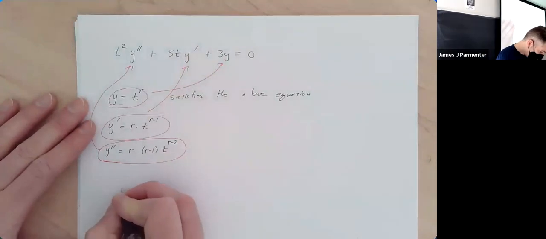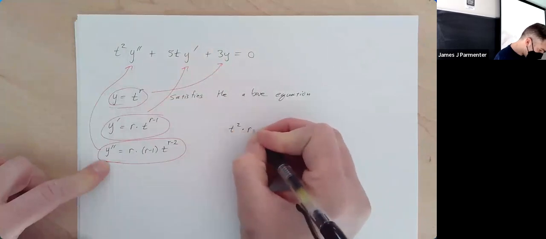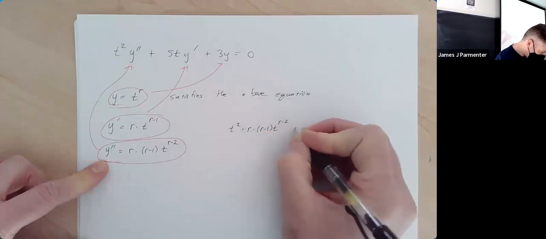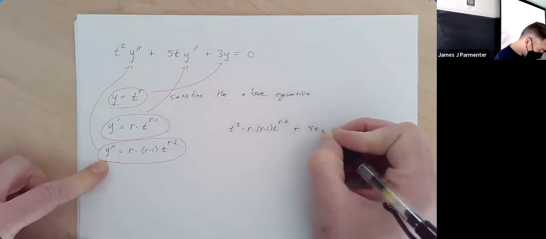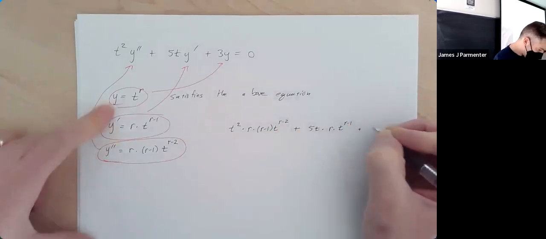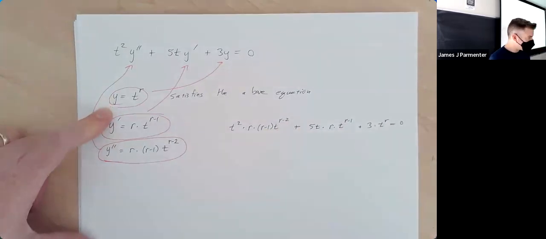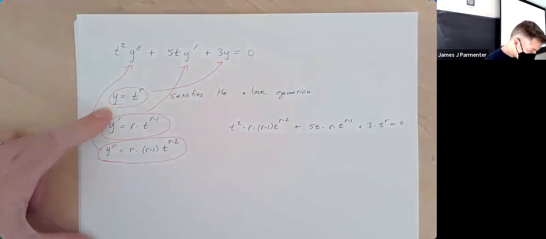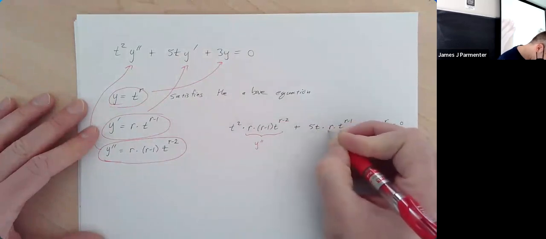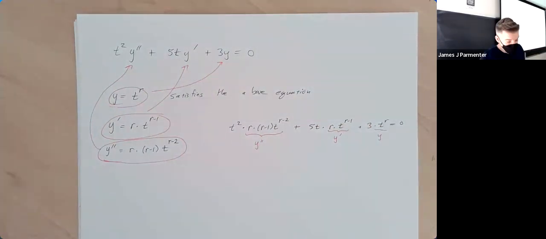So I'm going to get t squared times r times r minus 1 times t to the r minus 2, plus 5t times r times t to the r minus 1, plus 3y, which is 3 times t to the r, equal to 0. Okay, so let's just clarify real quick here. There's my y double prime. There's my y prime. There's y. Now we should simplify and factor.